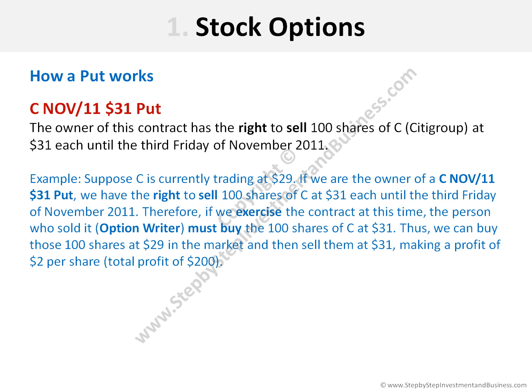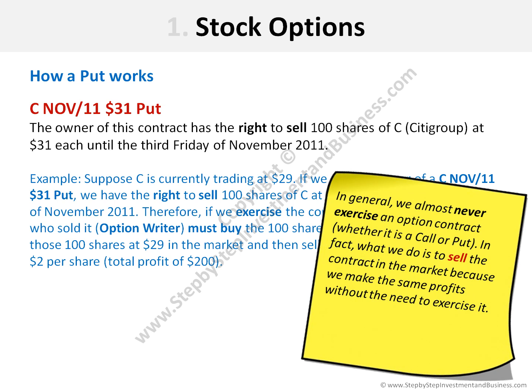Therefore, if we exercise the contract at this time, the person who sold it, that is the option writer, must buy the 100 shares of Citigroup at $31. Thus, we can buy those 100 shares at $29 in the market and then sell them at $31, making a profit of $2 per share. That is, a total profit of $200.